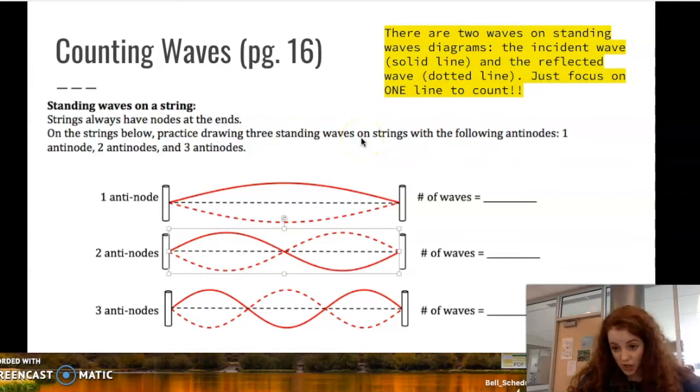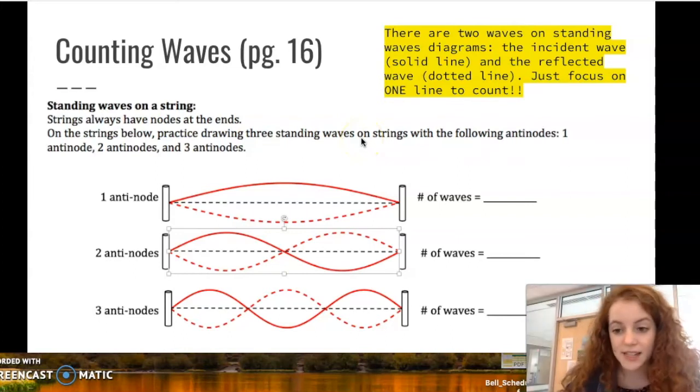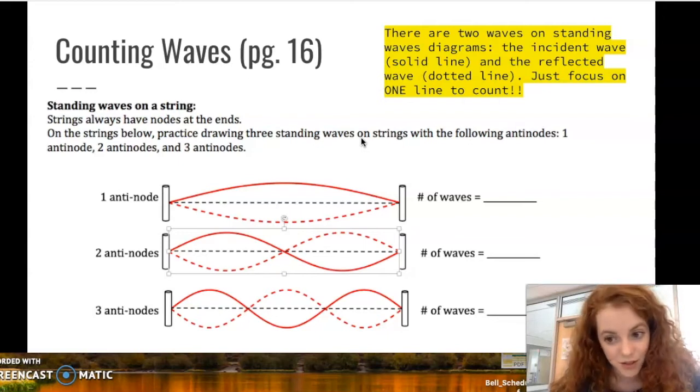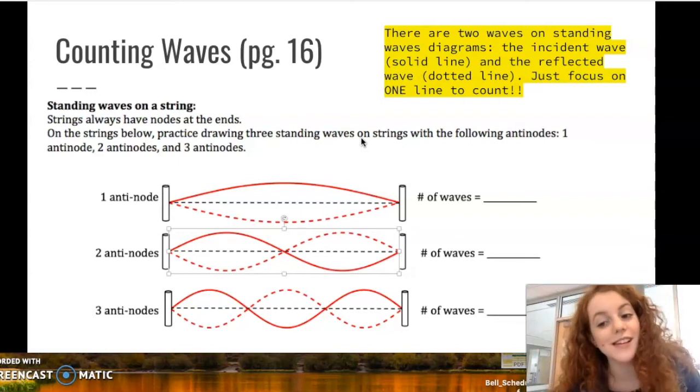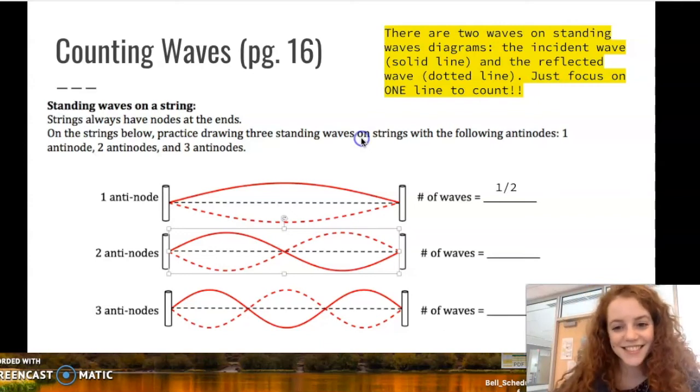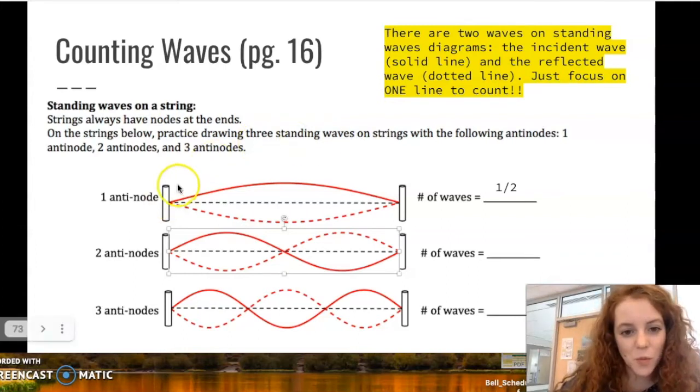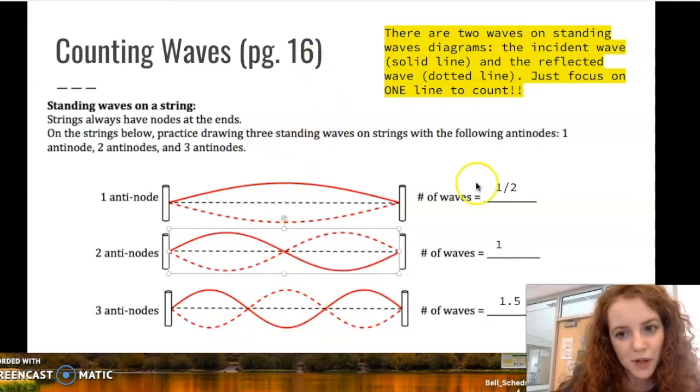Okay, so you should have your 3 guesses down. And now I'm going to show you what the 3 answers are. Half a wave. Because remember, one full positive bump and one full negative bump is 1 wave. So this is 1 wave. And then this one has 1 more bump, so it's 1.5.